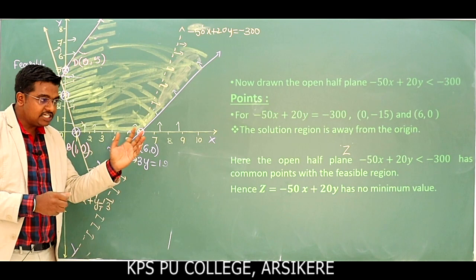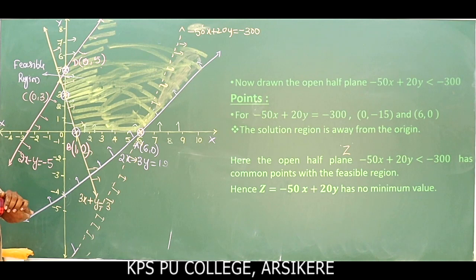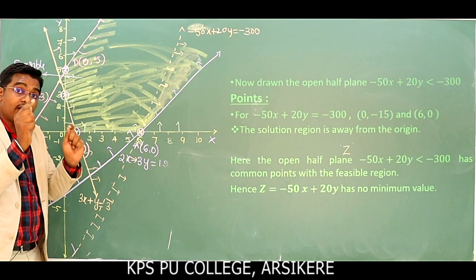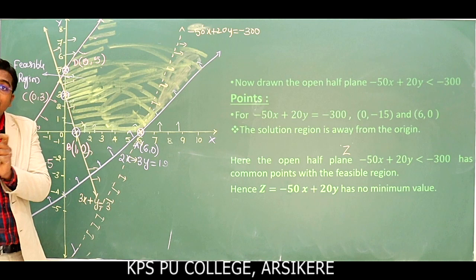When it is an unbounded region, we have to carry out one more step: we have to draw the open half plane. Generally, ax plus by less than M, or ax plus by greater than M. Okay, that is the case.